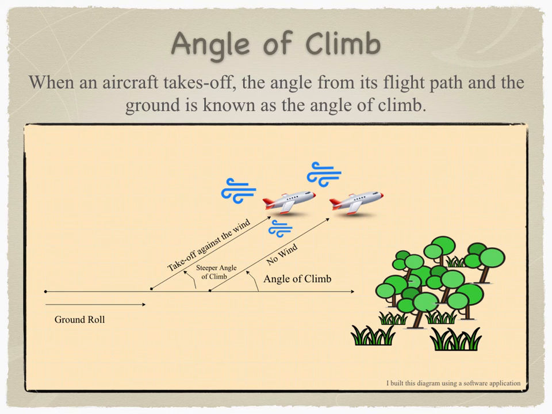And you can see the one that has no wind, its angle of climb is right here, and then the second one, because it's taking off into the wind, and let's say that they're moving at the same amount of knots, you can see it has a steeper angle of climb. And this is actually useful when taking off into the wind if you're trying to avoid obstacles such as trees that may be in your path.